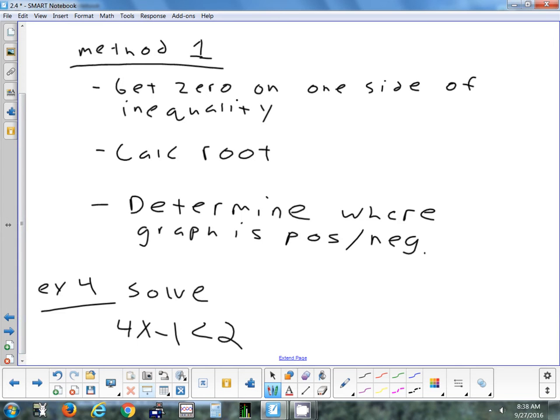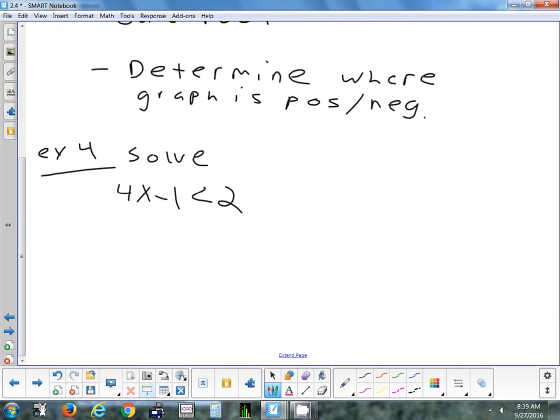All right, so Trevor, how would I get 0 on one side of example 4? Subtract 2. Yeah, I'd say that's the fastest way. Subtract 2, and that's going to give me 4x minus 3. Okay, so there's my inequality.